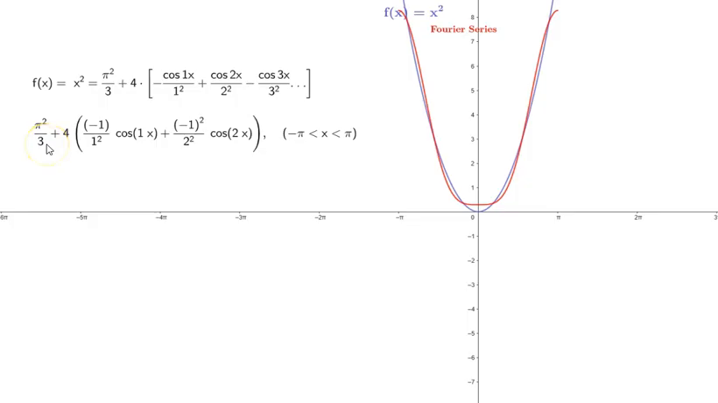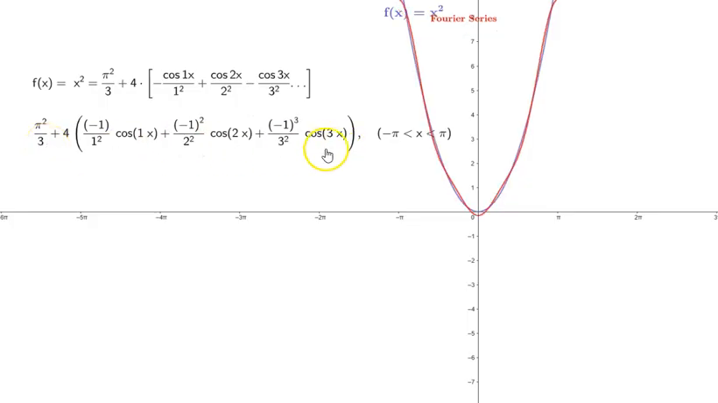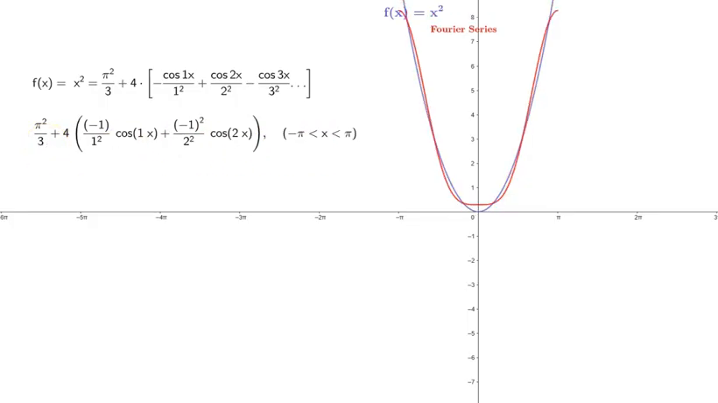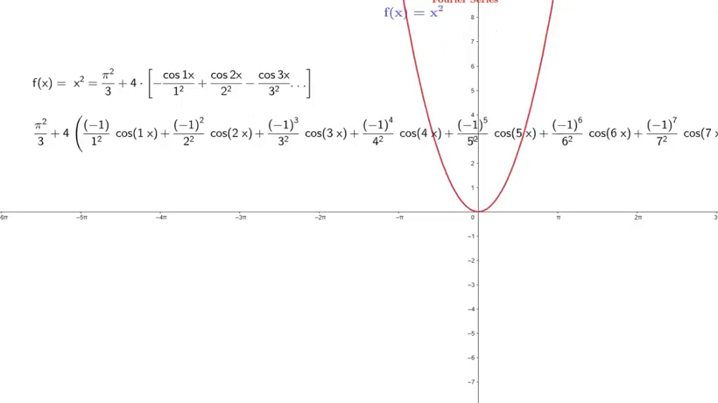If I take the third term, I get this. And as we saw previously, if I keep extending it, it gets closer and closer, so that ultimately it converges with the function f of x equal to x square. Now, for that, of course, we have to take the series to infinity. That was one example. Now, let's look at another example.